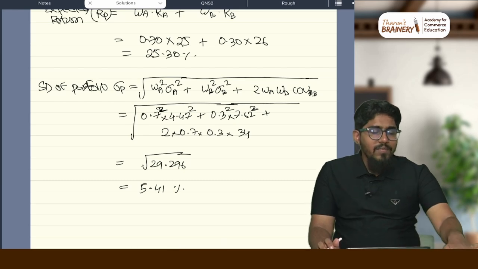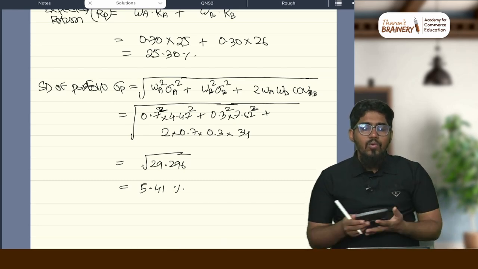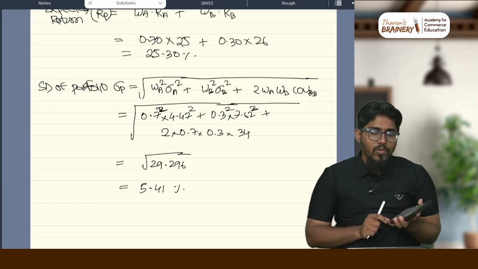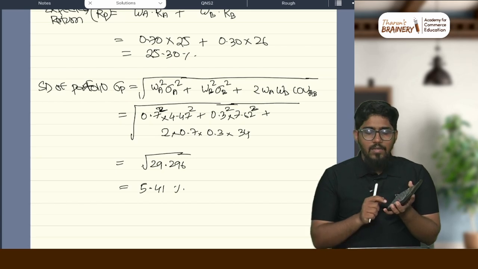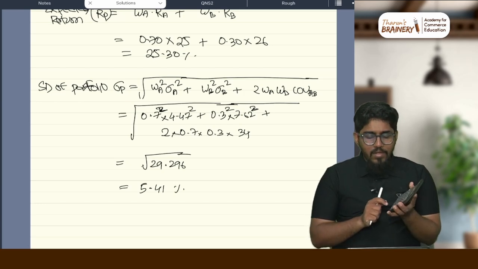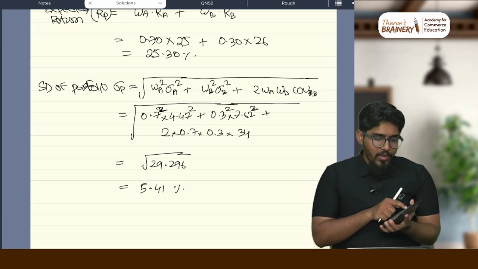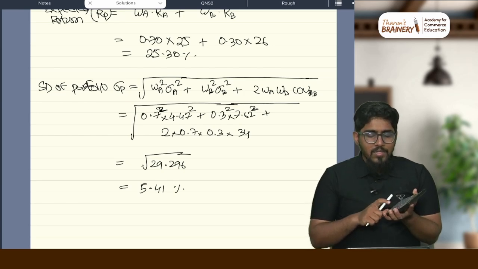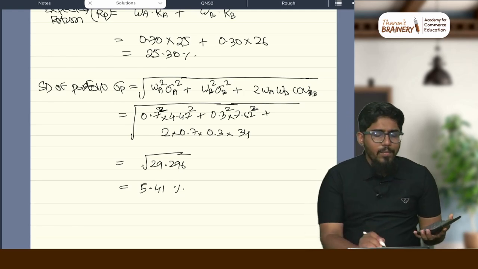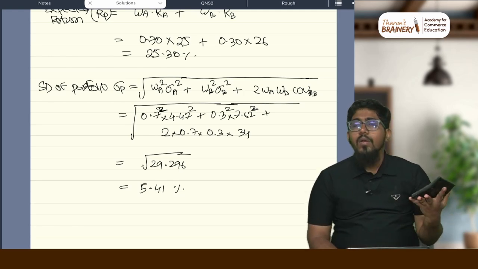Sir, I will show you a calculator trick. How to do this? Do 0.7 into 0.7 into 4.47 into 4.47 equal to, keep this in M plus. Then clear. Then 0.3 into 0.3 into 7.62 into 7.62, second term, keep this in M plus. 2 into 0.7 into 0.3 into 34, one more, keep in M plus and do MRC. You will get 29.296. Just take the root and you will get 5.41 percent.